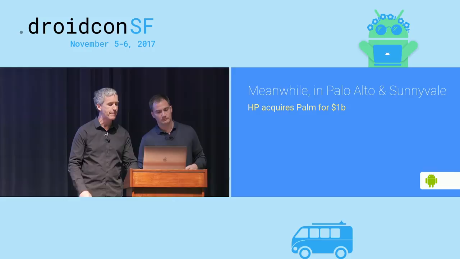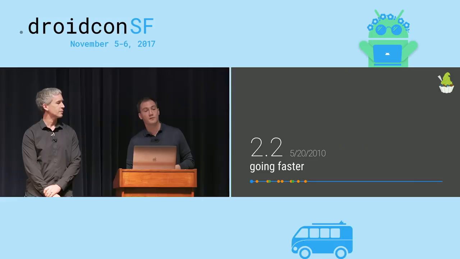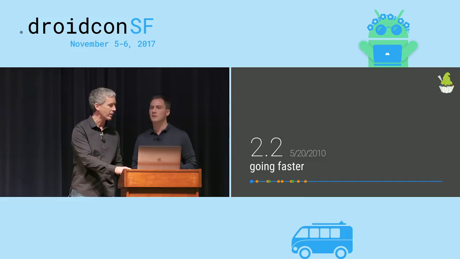Well. Meanwhile, Palo Alto and Sunnyvale, HP acquires Palm for $1 billion. Android 2.2 in May 2010, that was Froyo, and more importantly, that's when Chet joined the team. Yay. That's what everybody wanted to hear about, right?